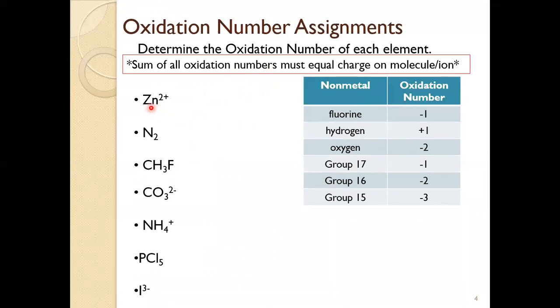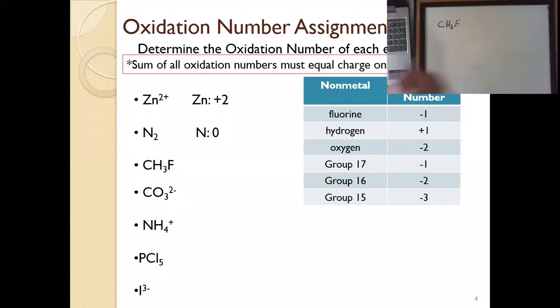For zinc, notice that zinc is a monatomic ion. As a result, the charge of a monatomic ion is the same as the oxidation number, so zinc would be +2. Nitrogen is an element, and because nitrogen is an element, the oxidation number must be 0. But for these others, we have to do a little more calculation to determine what the oxidation numbers might be.